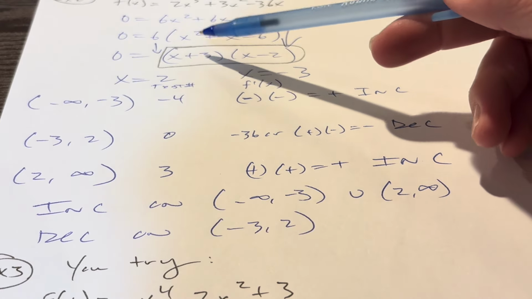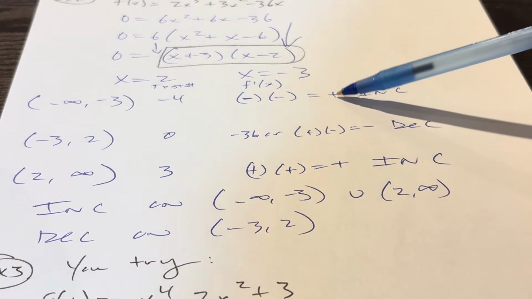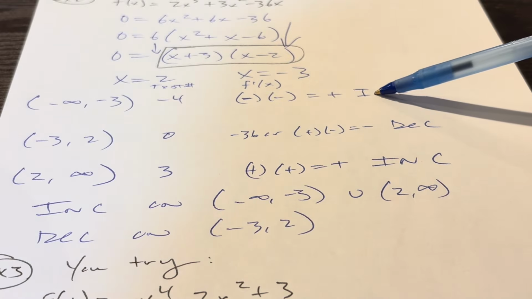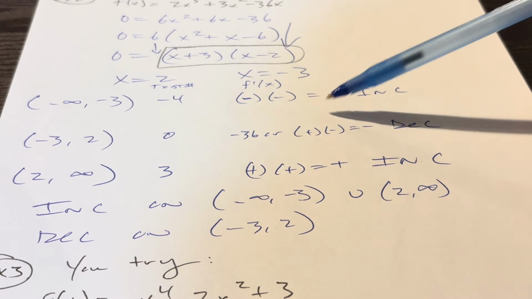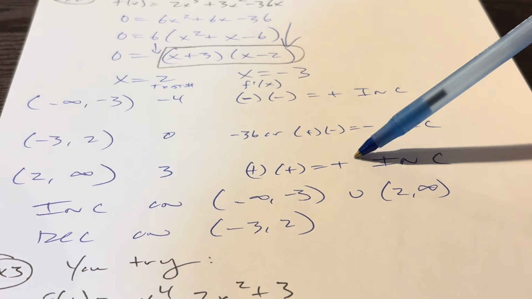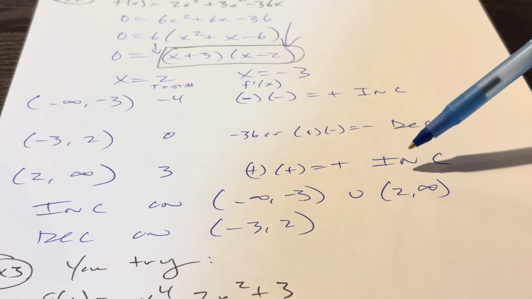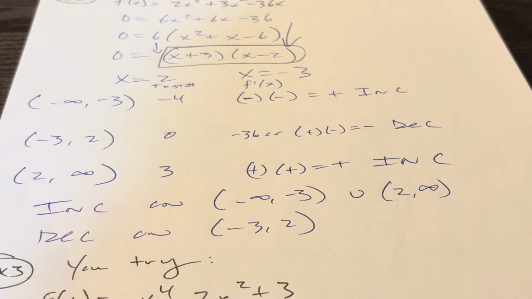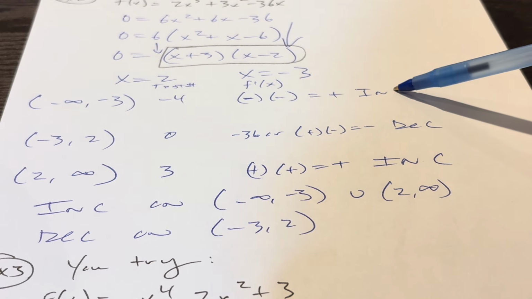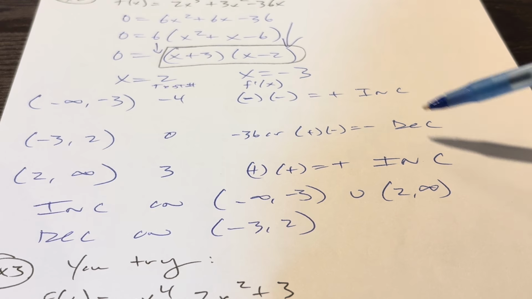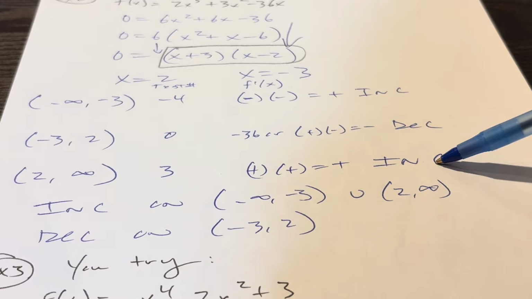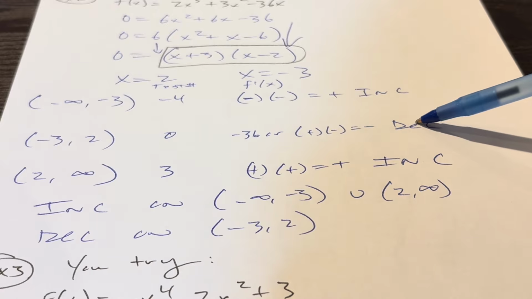So if I plug in -4, I have a negative times a negative, which is a positive, it's increasing. If I plug in 0, I have a positive times a negative, which is a negative, it's decreasing. And if I plug in 3, I have a positive times a positive, which is a positive, it's increasing. So the function is increasing on -infinity to -3, union 2 to infinity, and it's decreasing on -3 to 2.